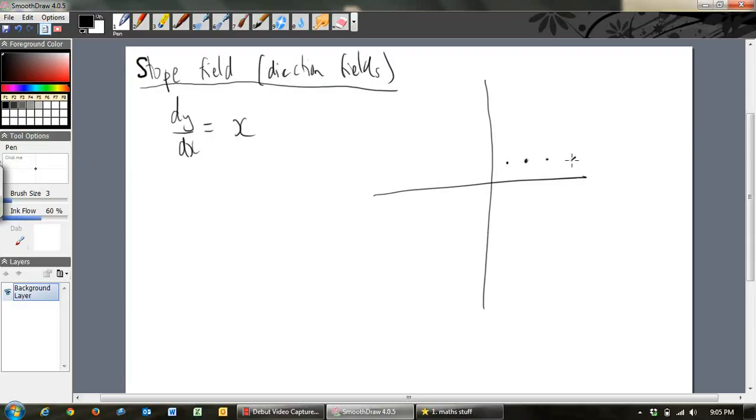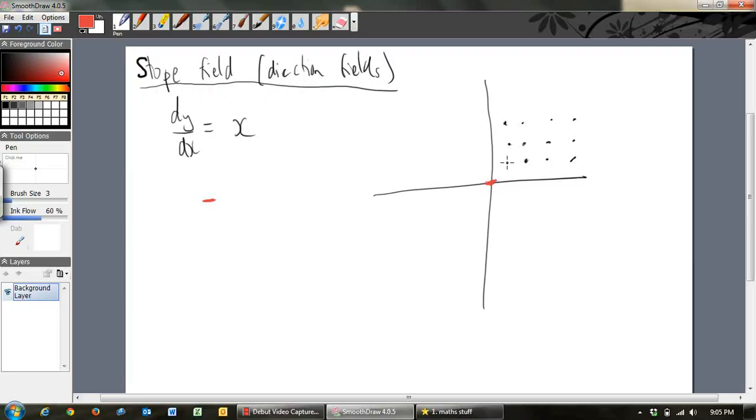We look at each point on a grid, and we decide what the slope is at that point. Okay, so I might just do a few here, just really quickly. I'll do a proper example in a second. So let's have a look at (0, 0). When x is equal to 0 and y is equal to 0, what is the slope equal to? Well, the slope is equal to 0 because x is equal to 0. And so what we do, remember, a slope of 0 is just a horizontal line. So we just draw a little horizontal line there.